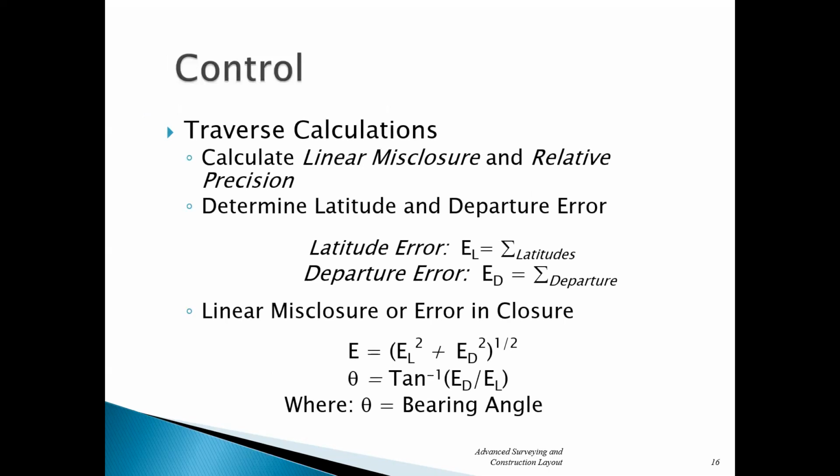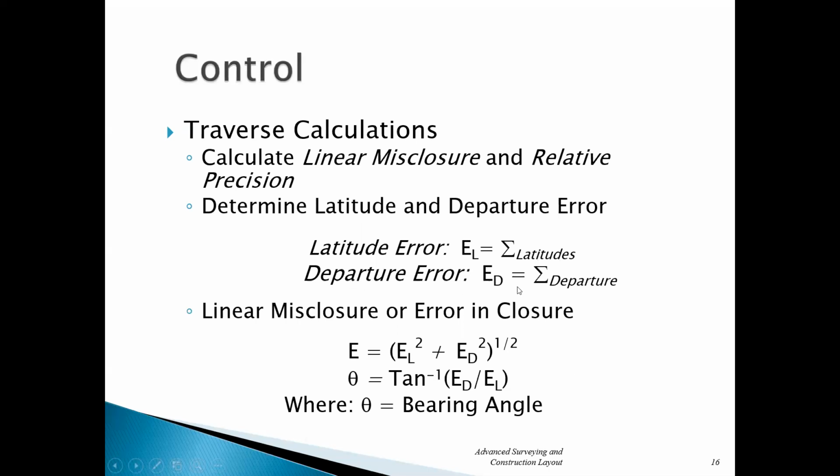what we call linear misclosure and relative precision. These are the big areas because this is going to determine for you what you're going to do with this traverse, whether you're going to accept it and adjust it or reject it and completely rerun it. So if we sum the latitude column up in that diagram that we were looking at the other day, you get what's called an error in latitudes. So theoretically, we know that the latitude should be 0, but that doesn't work. So we usually have some kind of error.